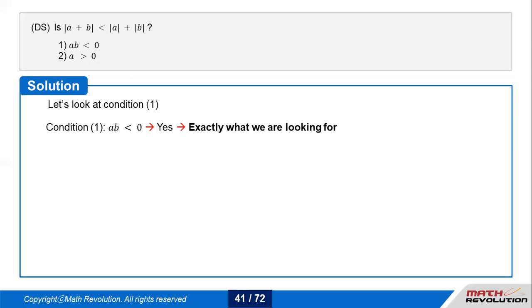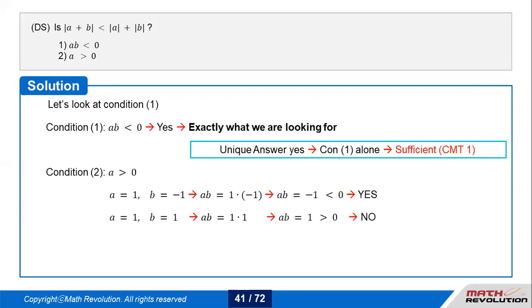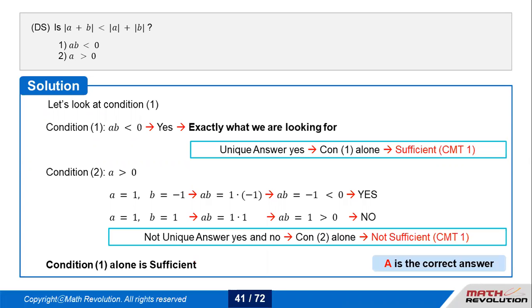So condition number 1 here is satisfied. Condition number 2 says that a is greater than 0. Possible cases are there. If I consider b to be negative, the product would be less than 0. But if I consider b to be positive, then the product would be greater than 0. My a is 1 in both the cases. So this is not unique, so the answer is A.